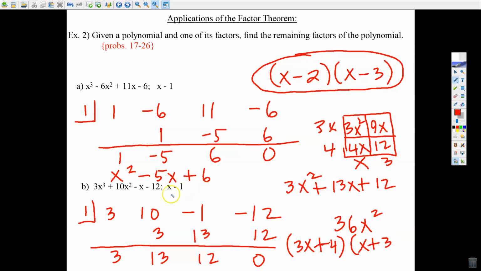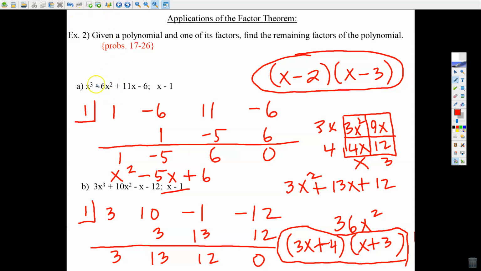And going this way, it would be 3. And so to go along with the given factor x minus 1, we found the other two. So this is really my final answer. These two factors, 3x plus 4 and x plus 3. Do you have any questions so far?